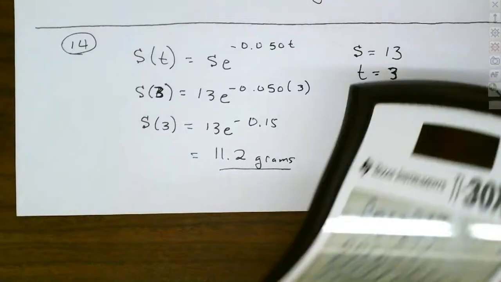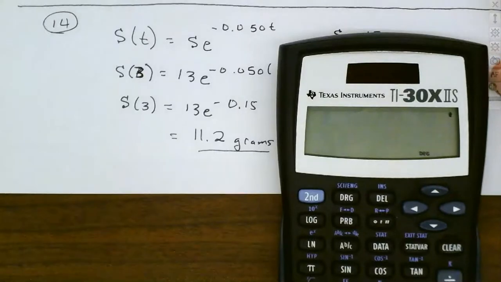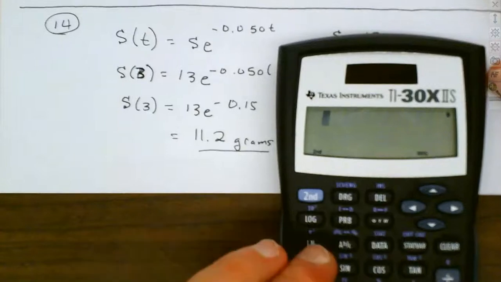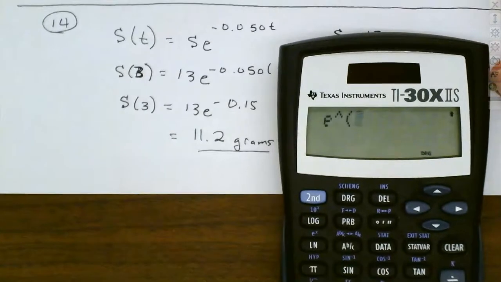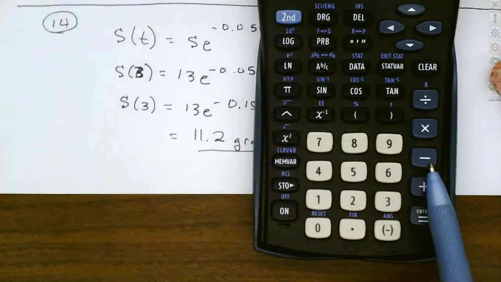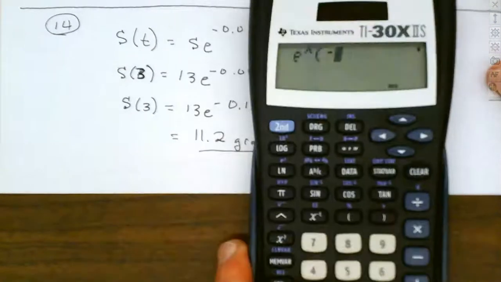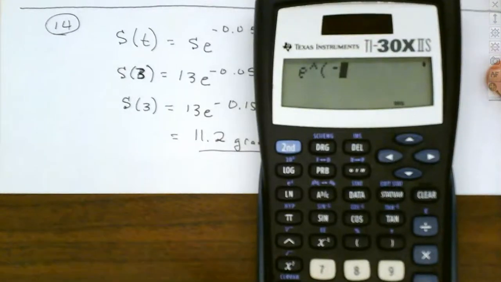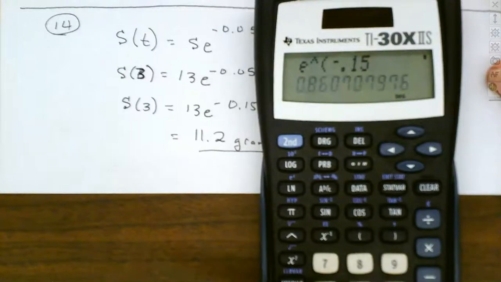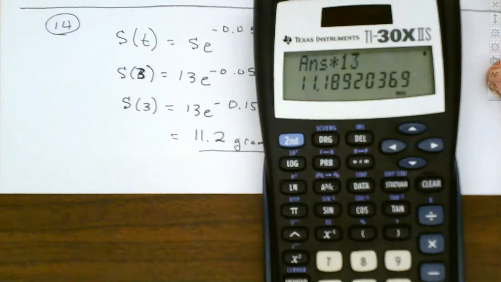How would you use the other style of calculator? Okay, a lot of you have this style. A little bit different. Second, ln, it goes first. That puts the e up on the screen. Now, again, we don't use this key. What do we use? We use the one with the negative down here. So that's going to make that a minus. And then we have 0.15. We hit enter. And then we multiply that by what? 13. And it's going to give you the exact same answer.